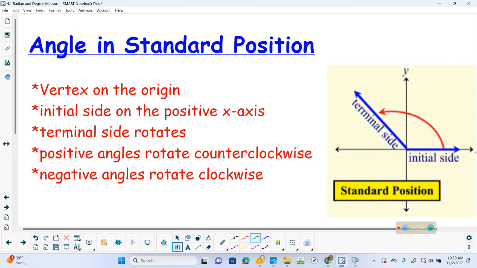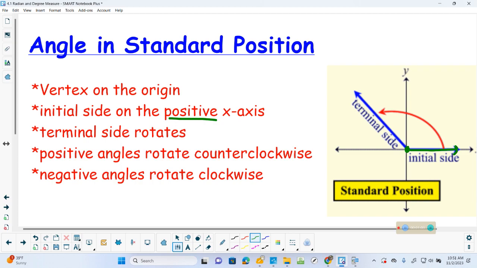So, a couple things you have to fill in. First one's already all set for your notes there. The vertex is always on the origin, every single time. The initial side is on the positive x-axis. So there's the first blank you have to fill in on your notes. So, here's your initial side. You can see in the very lovely picture.